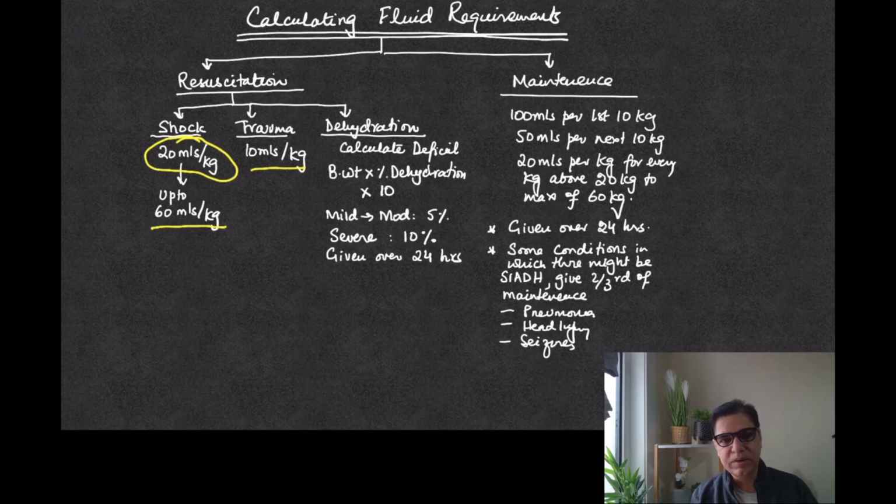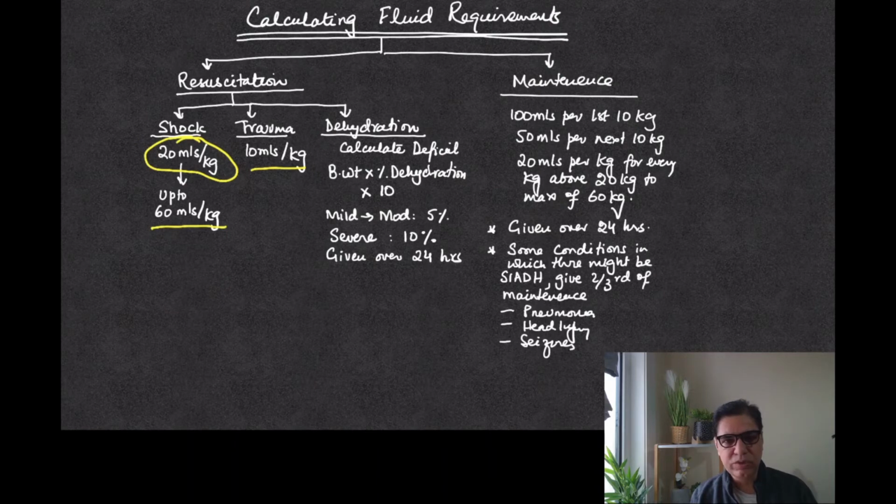100 mils per kg for the first 10 kilograms. After that, it's 50 mils per kg for the next 10 kg, that means between 11 and 20. And for every kg above 20 kilograms, we use 20 mils per kg to a maximum of 60 kilograms. So remember, if a person is more than 60 kilograms, again, you would not go more than that. And again, the maintenance fluids are given over 24 hours.